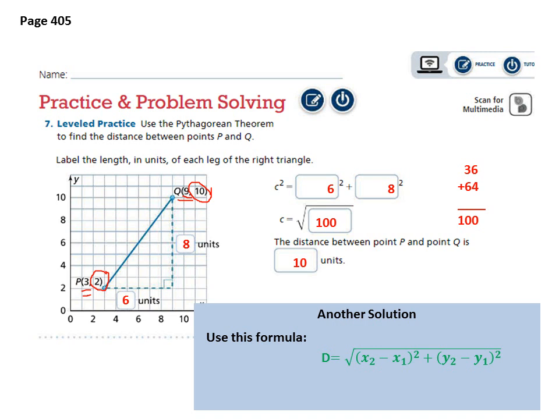And what about the 8? How come? We can only subtract the y minus the y. 10 minus 2 is 8, so we can subtract y minus y, or y2 minus y1. Now we can write a formula to find the length or the distance between any 2 points in the coordinate plane. This formula is d, or the distance, equals square root of x2 minus x1 squared plus y2 minus y1 squared. We can apply this formula on this example on question 7.